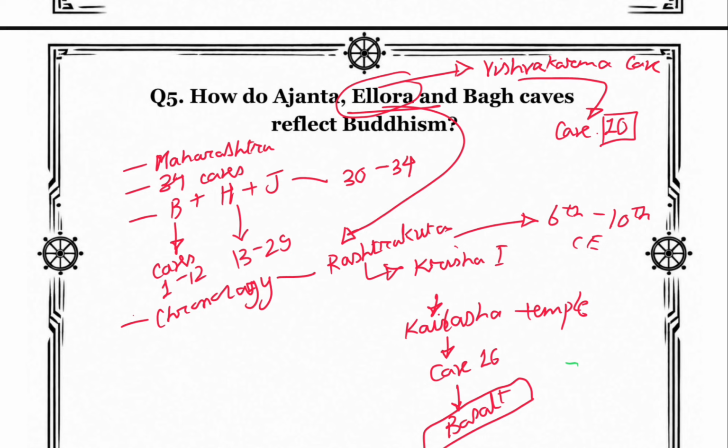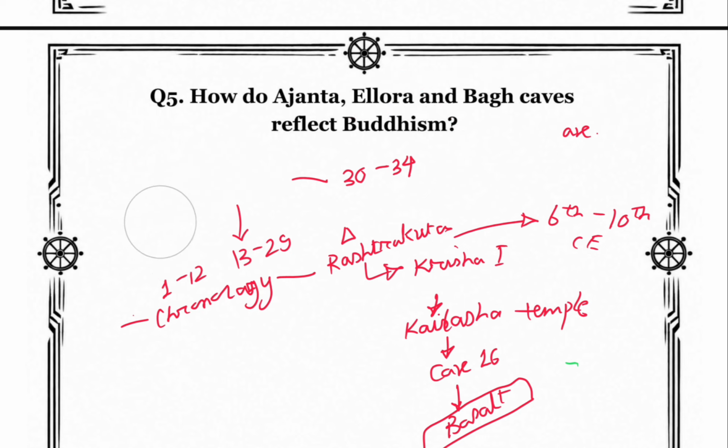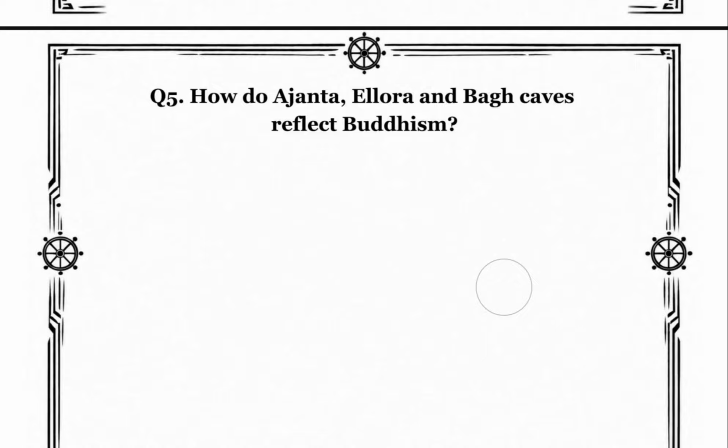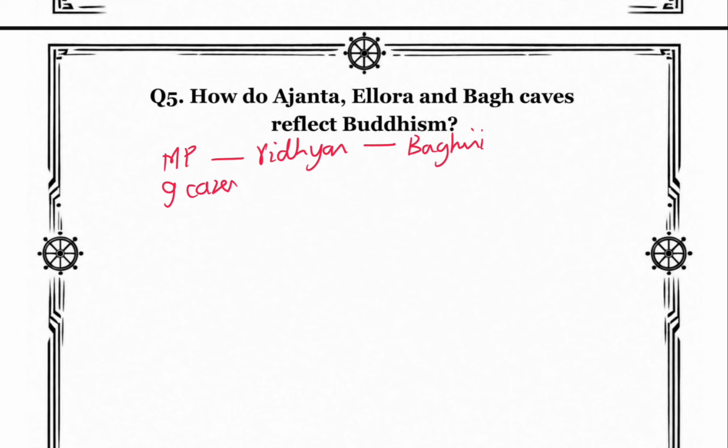Lastly, we need to cover the Bagh Caves. The Bagh Caves are located in MP in the Vindhyan range. The river that flows through it is the Baghini River. It is a total of 9 caves. It belongs entirely to Buddhism.